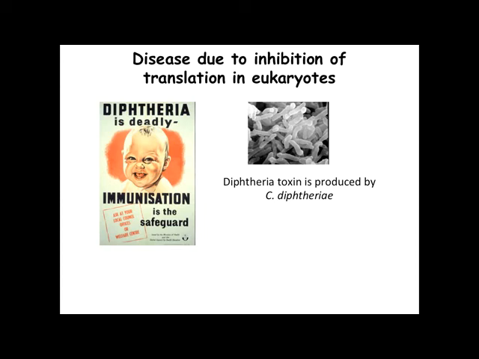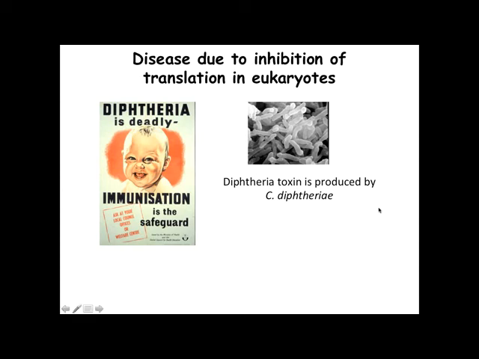There are examples of diseases that occur due to inhibition of translation in eukaryotes. A good example of this is the disease diphtheria. Diphtheria is very rare nowadays, but many years ago, in the 30s, 40s, even into the 50s, diphtheria was relatively common until a vaccine came about.